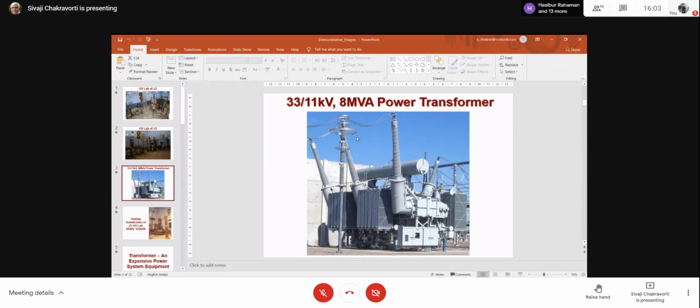Achha, what are these rings? Can you see here? You can see 3, 1, 2, 3 rings here, or 4 here. What are these rings? This is what I already told you. That is the grading rings. I have tried to explain earlier, right? That by grading rings, we try to make the potential distribution uniform.